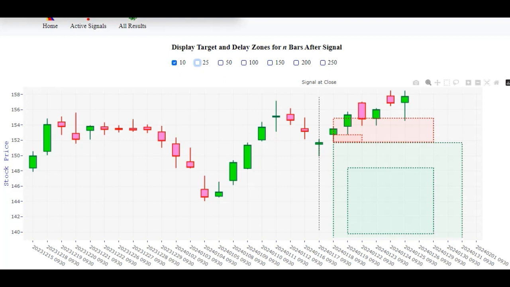Our red boxes on top are the delay area. 100% of all delays are in the larger red box. The smaller red box contains 50% of all historical delays. To the bottom side is our target area. 100% of all successful hits have occurred with the low in that larger green box, and 50% of them have actually bottomed out in that smaller green box.